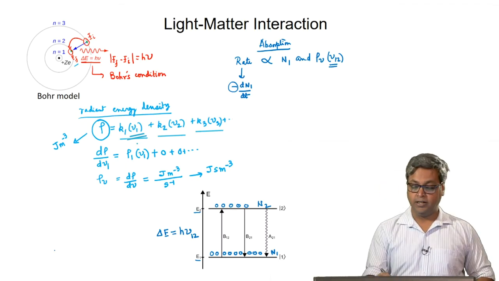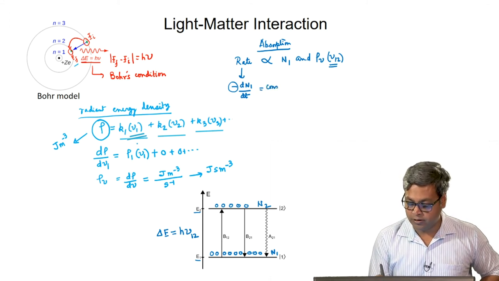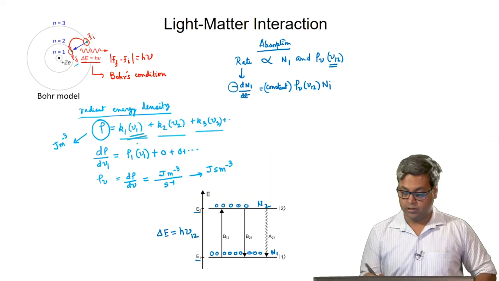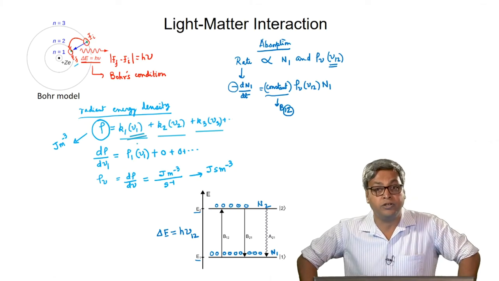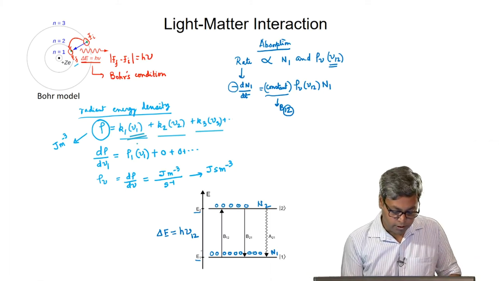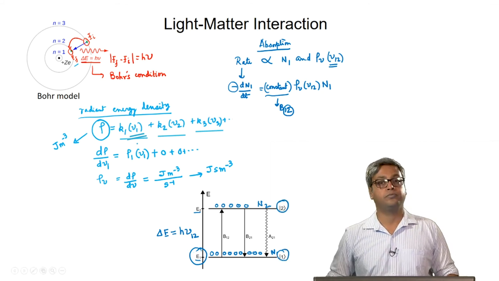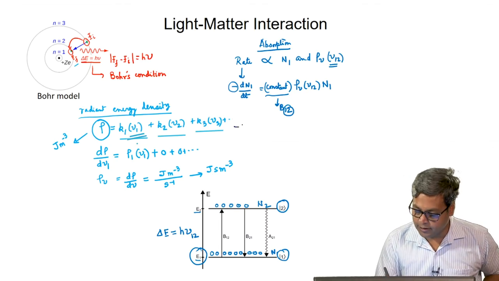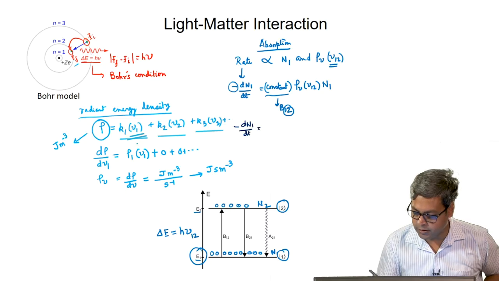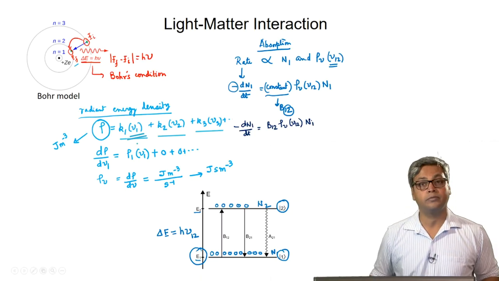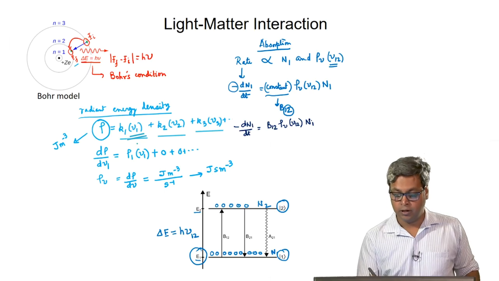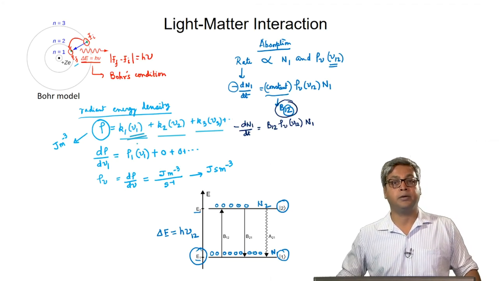So, we can write minus dN1 dt equals some constant times rho nu, nu12 times N1. Einstein named this constant as B12. The 12 subscript of the B coefficient refers to the transition from state 1 to state 2. So, we can now write minus dN1 dt equals B12 rho nu, nu12 N1. As this is an absorption process, B12 is also known as Einstein's absorption coefficient.